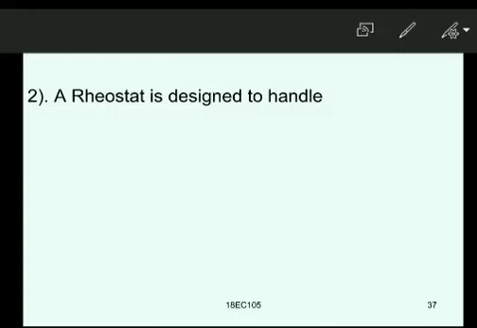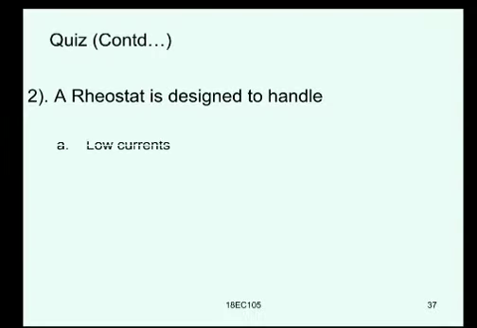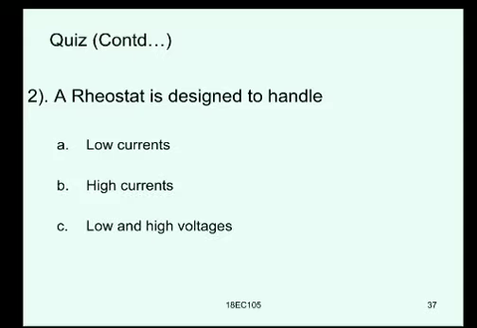Second one: a rheostat is designed to handle low currents, choice A. Choice B is high current. Choice C is low and high voltages. Choice D, it is used to handle high currents and high voltages. Which is the right one? That is only high currents and high voltages, so it is choice D. So they are mainly used for industrial applications.